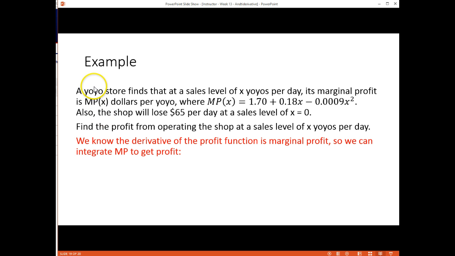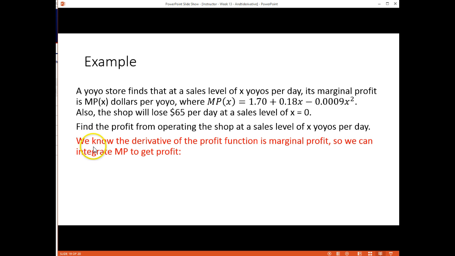Let's look at one more example. A yo-yo store finds that at sales levels of x yo-yos per day, its marginal profit is MP of x dollars per yo-yo, where the marginal profit is equal to 1.70 plus 0.18x minus 0.009x squared. Also, the shop will lose $65 per day at a sales level of x equals 0. Find the profit from operating the shop at sales level of x yo-yos per day.